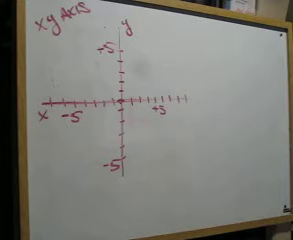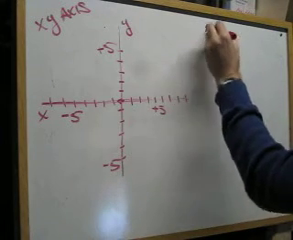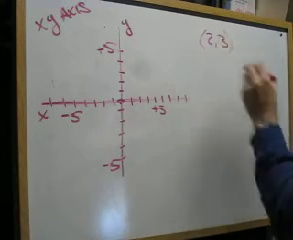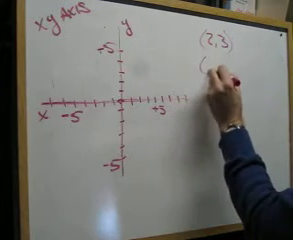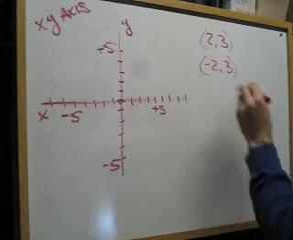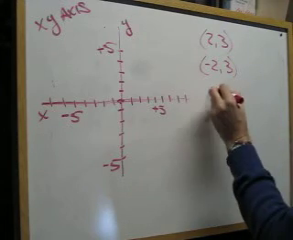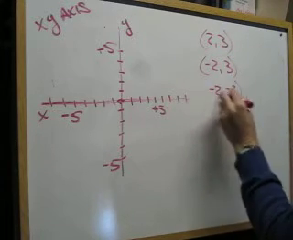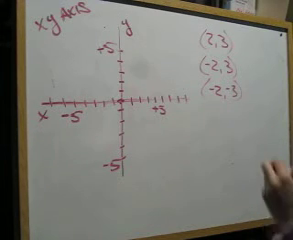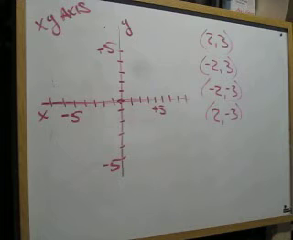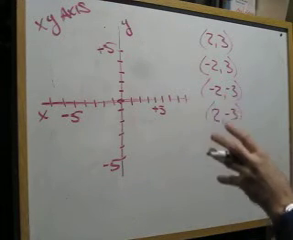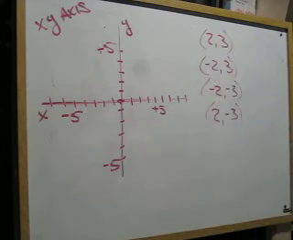Example 1. They give me some ordered pairs. Remember in the last lesson we did this? X is 2, Y is 3. Well, I'm going to give you a bunch of them here. And what they're asking you to do is plot these. Plot means find the place on the graph where those points exist.